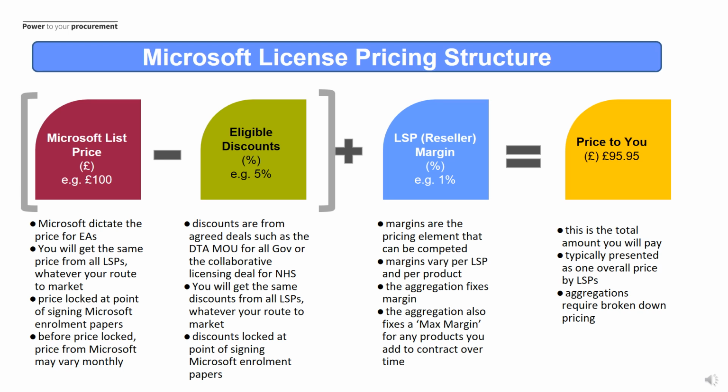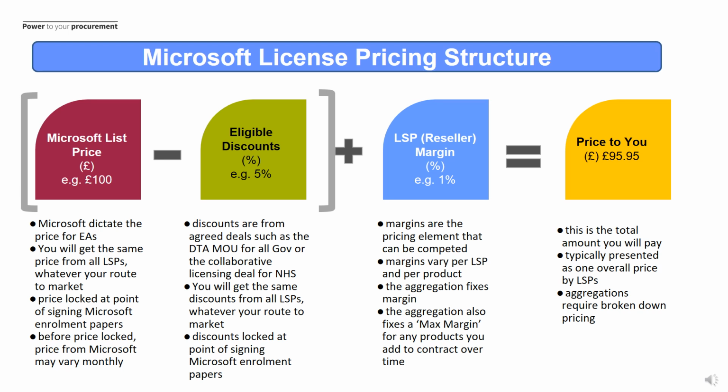So remembering from the previous slide that your procurement contract with the LSP needs to be in place first, and that LSP will then help you organise your enrolment papers with Microsoft. It's only at the point of signing your enrolment papers with Microsoft that this list price can be locked in, and so that is relevant to your month of enrolment.